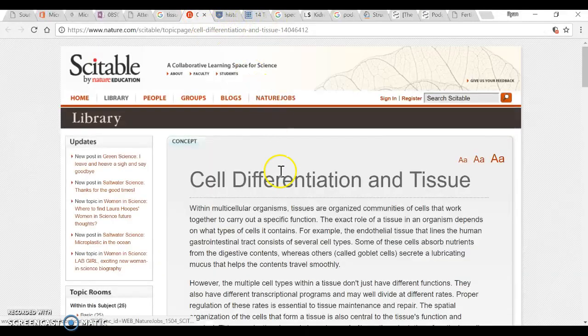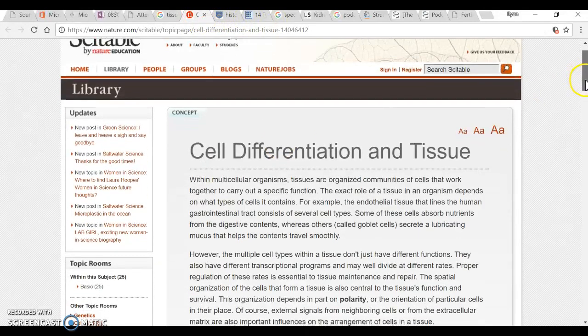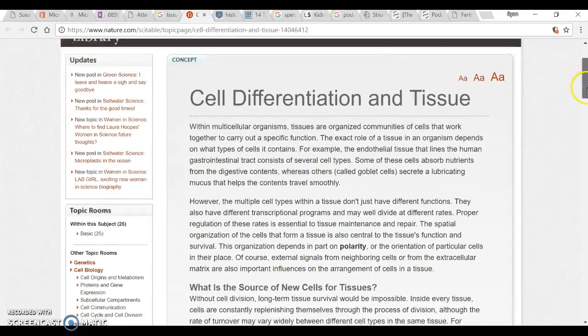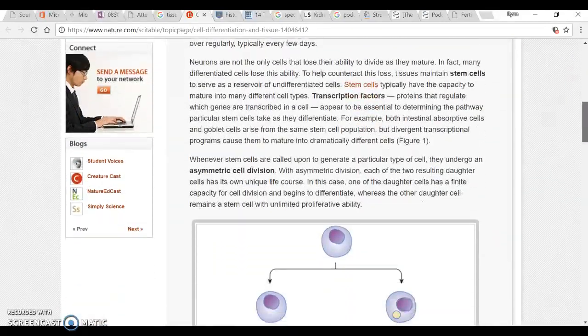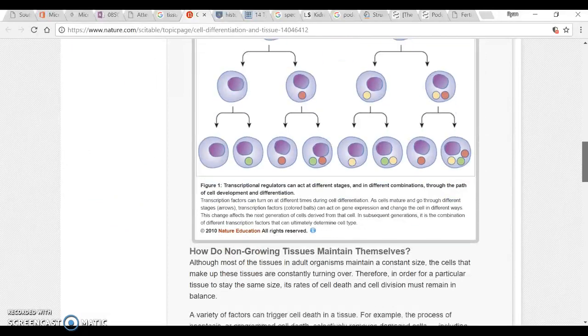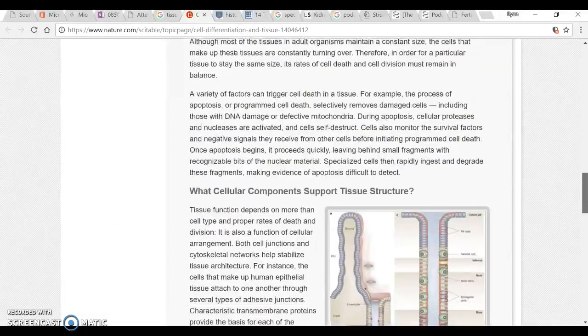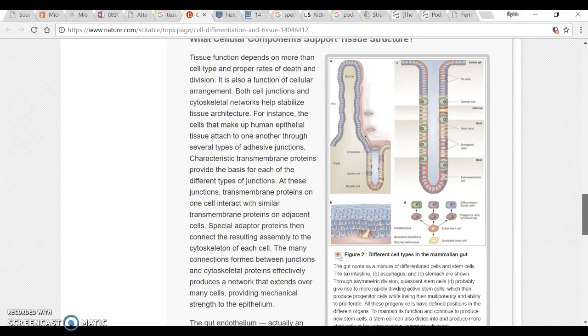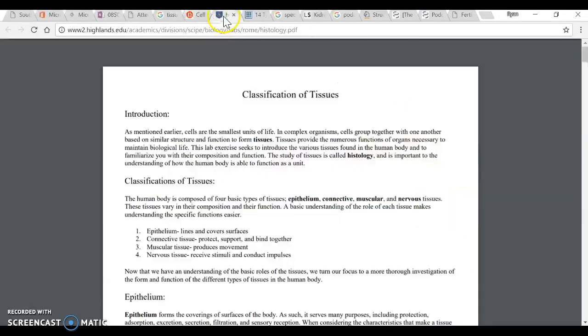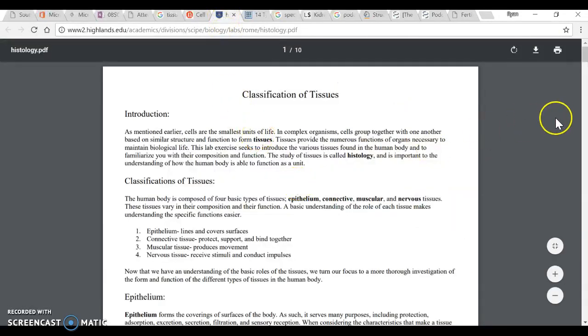But what I can then start to look at, and then I just read: cell differentiation in tissue, source of new cells for tissues, stem cells. There's our cell division. This really isn't helping me much so far. I'm just skimming through. So I might have a look elsewhere.